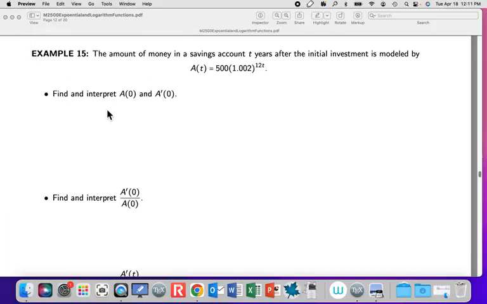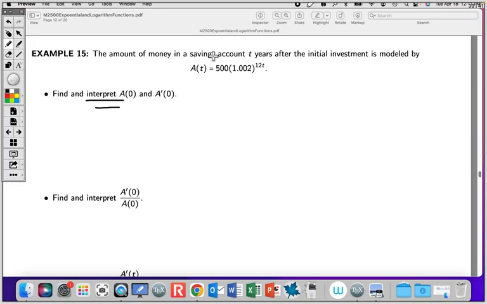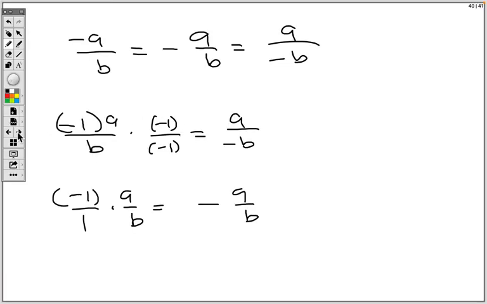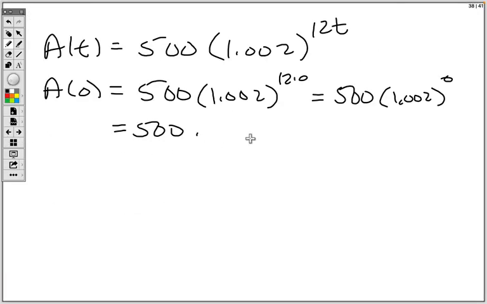And we're asked to interpret that number. So A is the amount of money, I'm assuming that's in dollars, t years after the initial investment. So that means initially we've invested $500. So we can think of this as we had $500, and I guess we can call that a principal. That's our initial amount we invested.